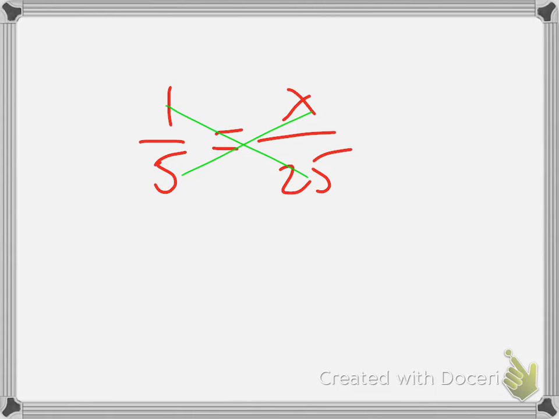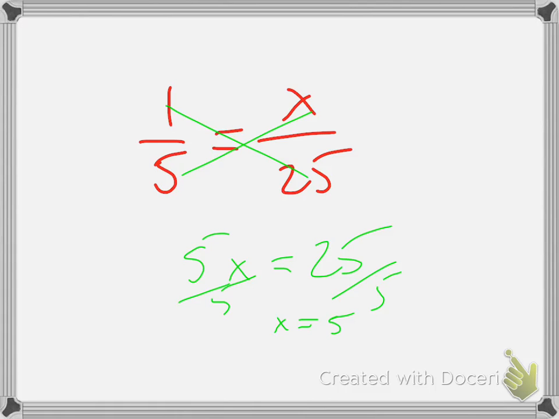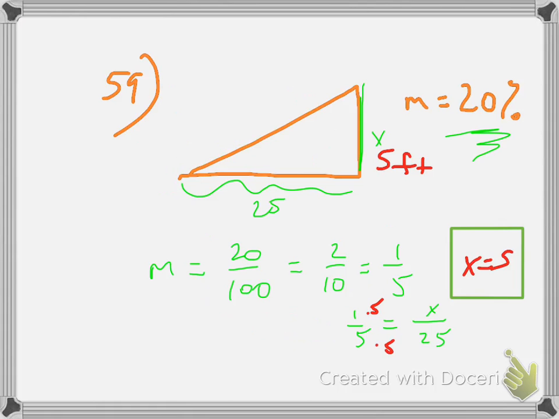Otherwise, you could have just cross multiplied. If 1/5 is equal to x over 25, cross multiply. We get 5x equals 25 times 1. x is equal to 5. A lot of people know how to do that. You may not know why you do it. There's your answer. Cool, 5 feet. That's how high it is.